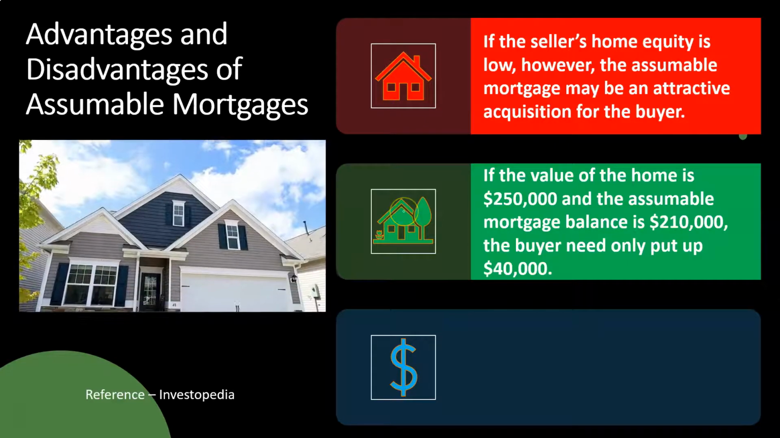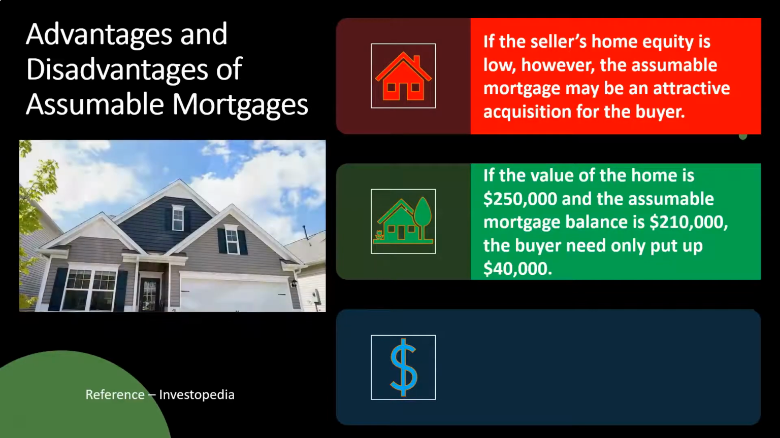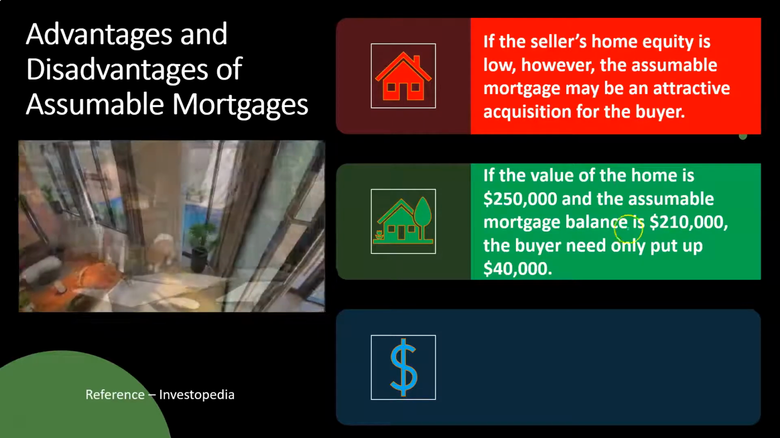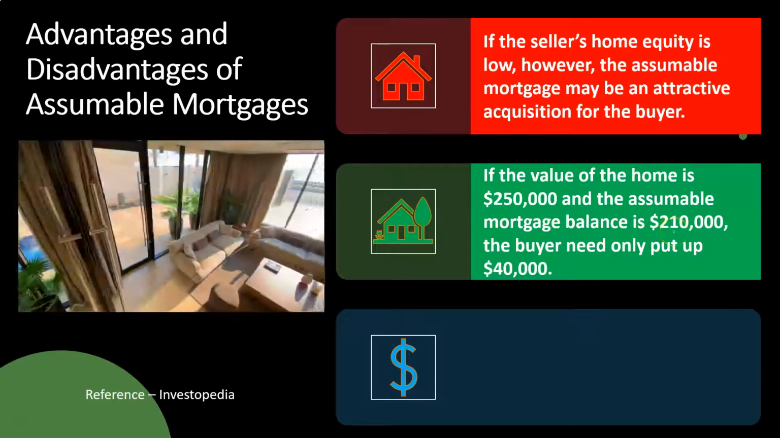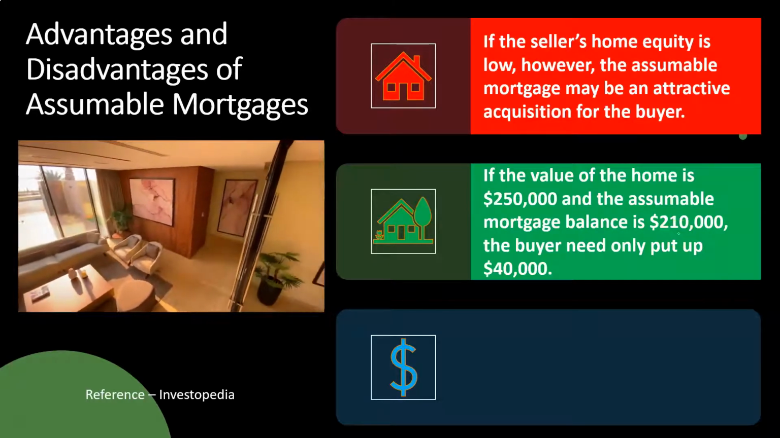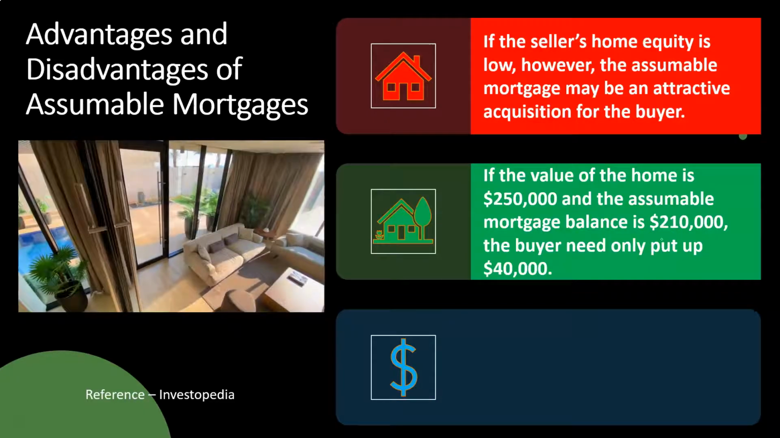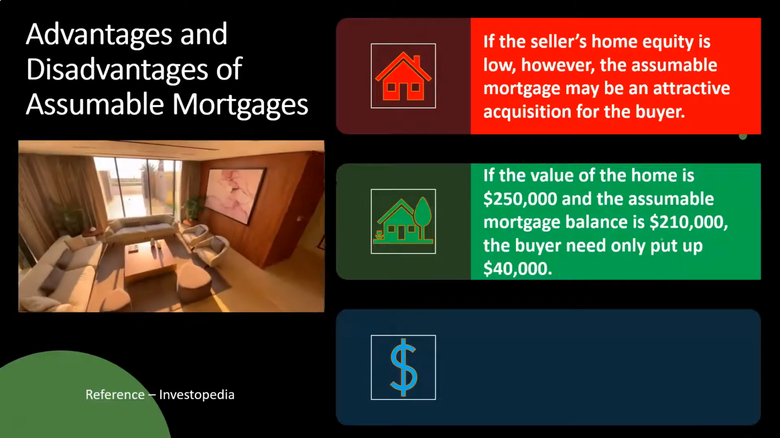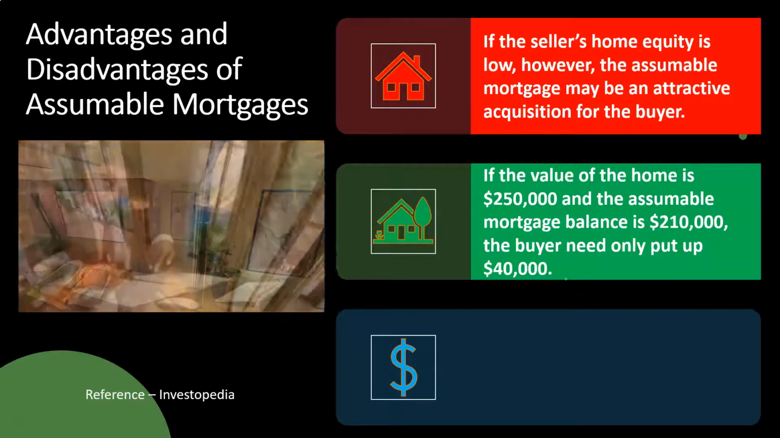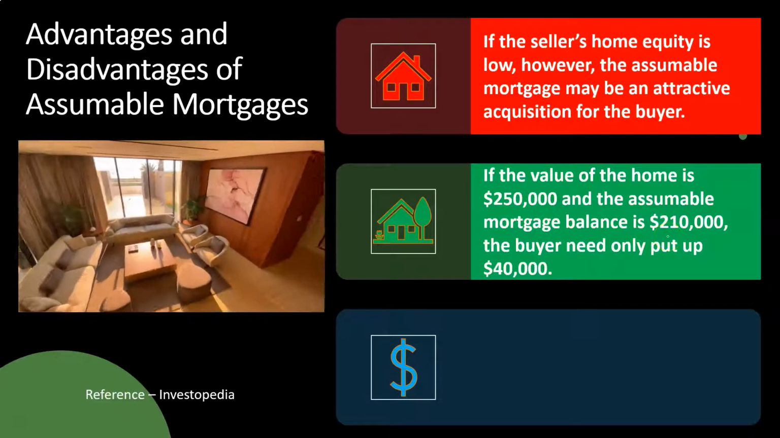For example, if the value of the home is $250,000 and the assumable mortgage balance is $210,000, meaning the seller is going to sell it for $250,000 and has a balance on their loan currently outstanding at $210,000, imagining we're still in a situation where rates have gone up, so they have a fixed rate that would be lower than the market rate or possibly even equivalent to it. Then you'd only have to pay the $40,000 difference, rather than taking out a loan and paying the $250,000 while the seller pays off their loan of $210,000.